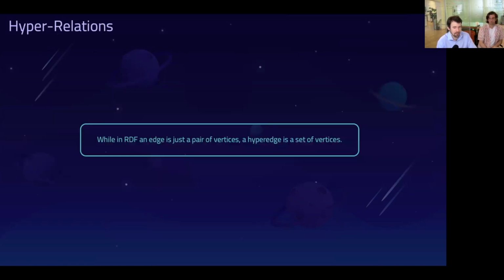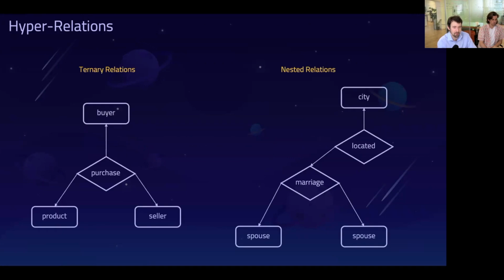So now we get to the concept of hyperrelations. While in RDF an edge is just a pair of vertices, a hyperedge is a set of vertices. And that has huge consequences for what we can model in TypeDB versus elsewhere.